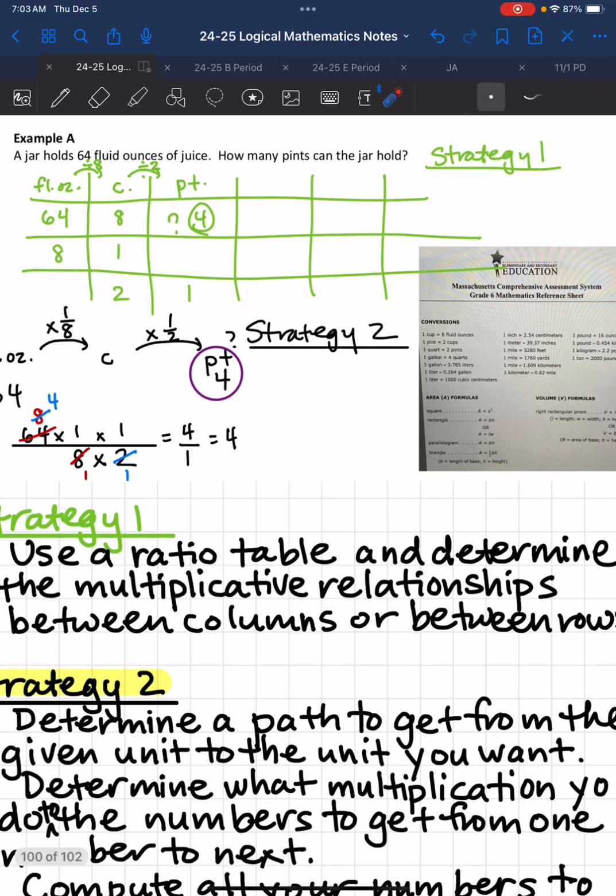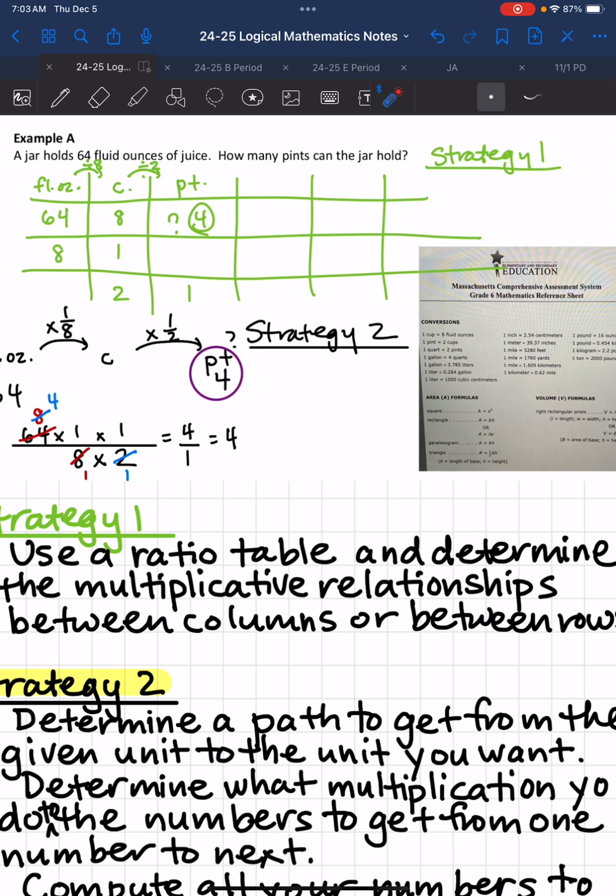So there are 8 fluid ounces that are equal to 1 cup. So I put that in the row right there. I'm just filling in the information, okay?